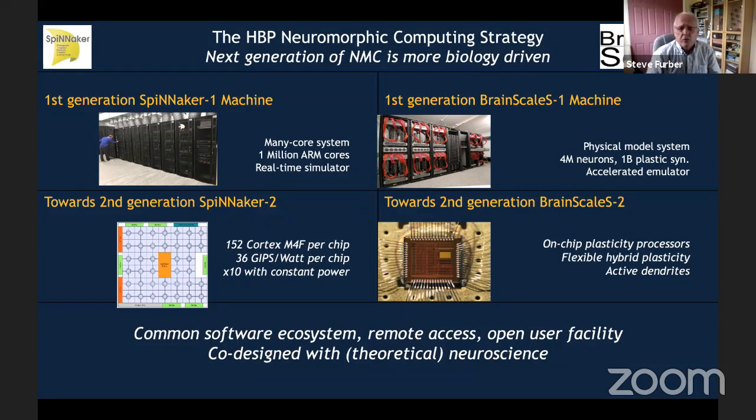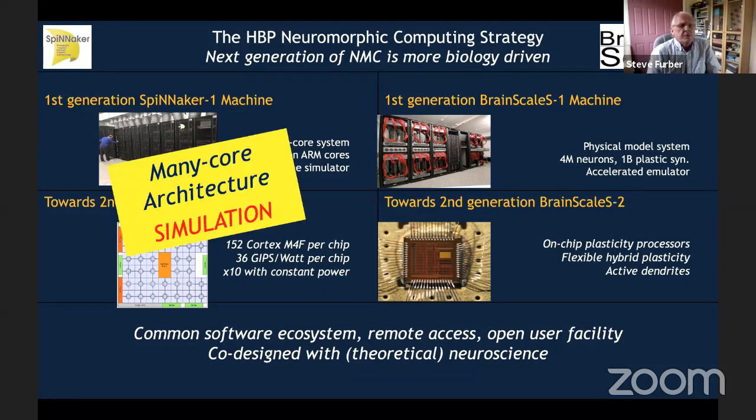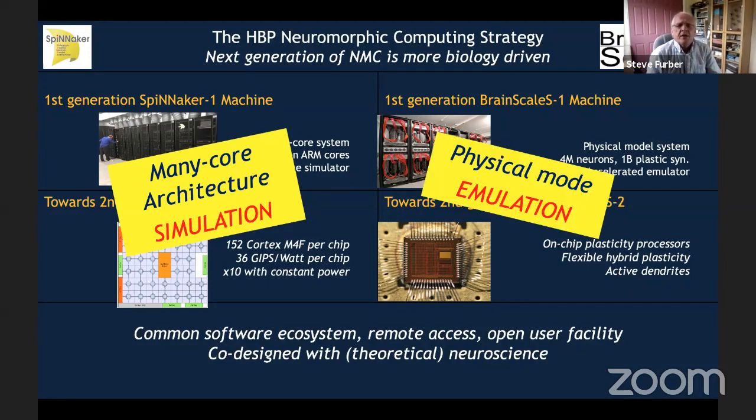Now, although both of these platforms are neuromorphic computing systems, they are quite different. The Spinnaker system delivers many core simulation, so it's a programmable digital machine with, in the case of the biggest machine, 1 million cores that can be programmed to model neurons, synapses, learning rules, and so on. By way of contrast, the BrainScales system uses analog electronic circuits to emulate the equations that are at work in the biological system. So the emulation is much closer to the biology and how it operates.